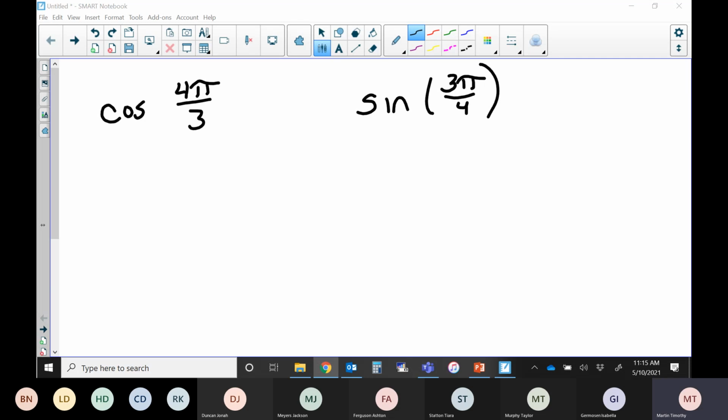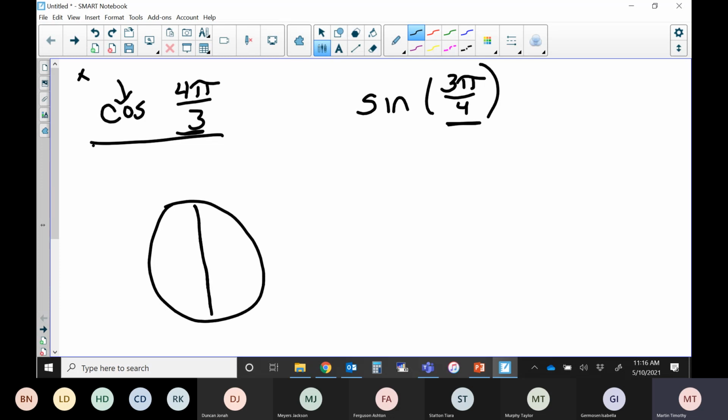If you notice, the ones that I ask you right now are all going to be on the unit circle. Both of these are on the unit circle. Let's tackle this one. As soon as I see cosine, I realize that they're asking me about the x coordinate. So I'm going to think x. I need the x of the 4 pi over 3.